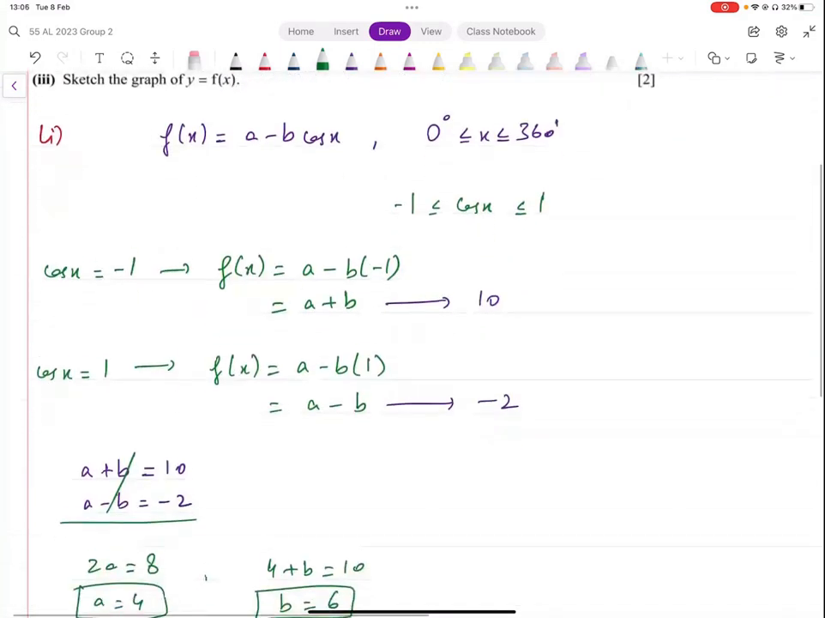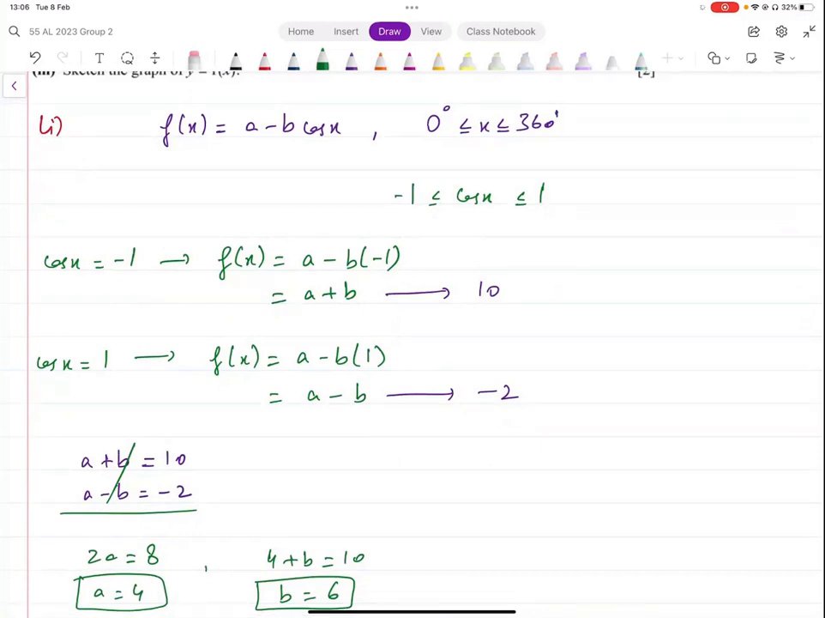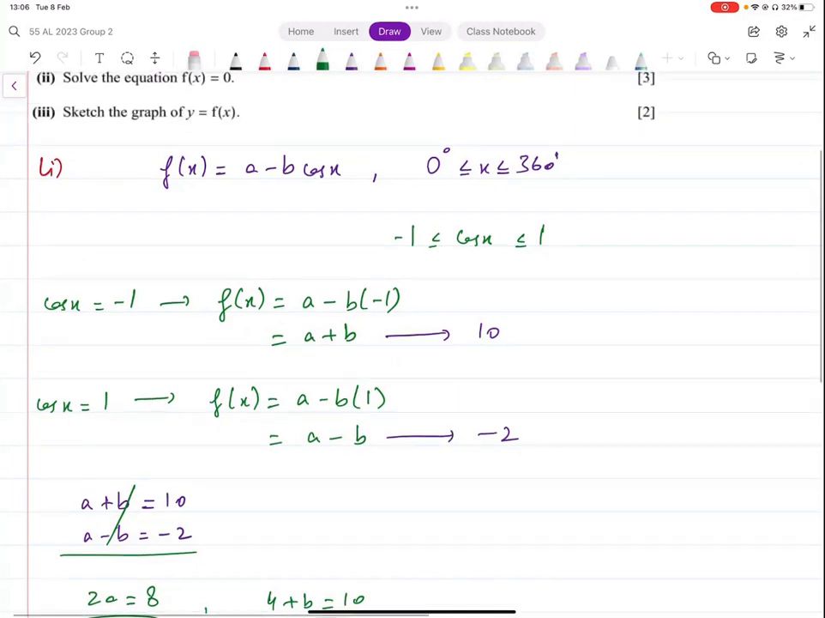Is that okay to everyone? Yes, sir. Any questions on this? This is one way to do this.